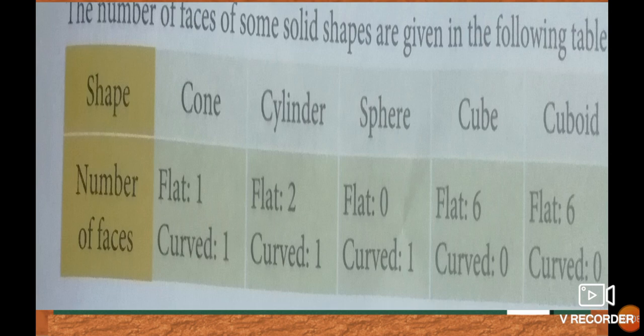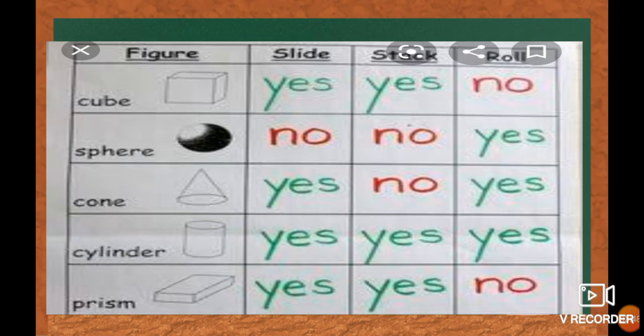We have learned the types of surfaces. Some shapes have flat surfaces, some have curved surfaces, some have both. Cone has one flat surface, one curved surface. Cylinder has two flat surfaces, one curved surface. Sphere has no flat surface, one curved surface. Cube has 6 flat surfaces, no curved surface, and cuboid as well, 6 flat surfaces, no curved surfaces, right? So this is a very important table. Now let us move to the next slide.